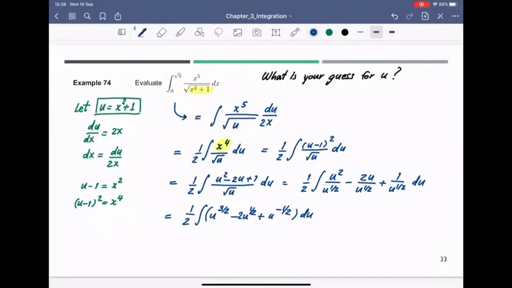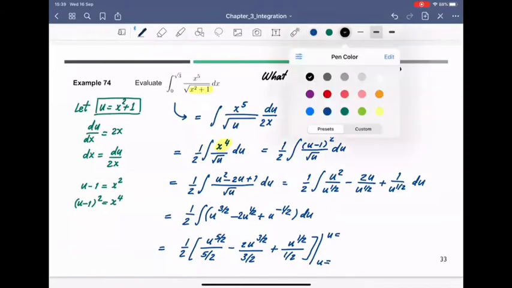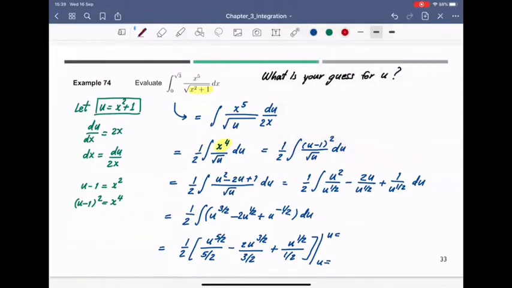And then after that, I can integrate now. That is going to be 1/2 times u to the 5 over 2 over 5 over 2. When I integrate, I add 1 to the power, right? Minus 2 times u to the 3 over 2 over 3 over 2, and then plus u to the 1 over 2 over 1 over 2. And then I have to evaluate at u equal to something. It seems like we can integrate it, but what we are missing now is the value of u.